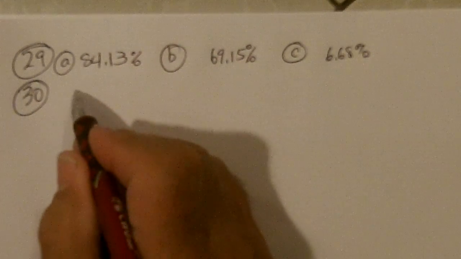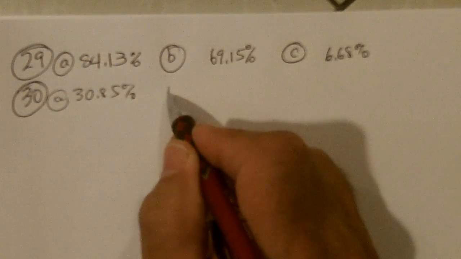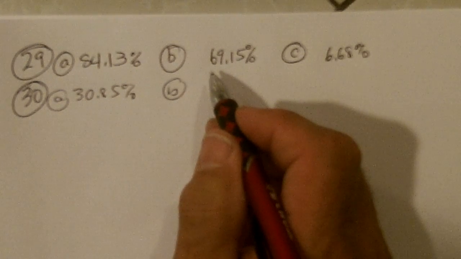Okay, now 30. And the final one on 6C. 30 says 0.5 below the mean. Well, that would be the same as 0.5 above, but going down, so let's just look it up. 0.5 below would be negative 0.5, which is 30.85. And B says 2 standard deviations below the mean, so that'd be negative 2. Negative 2 is 2.28.